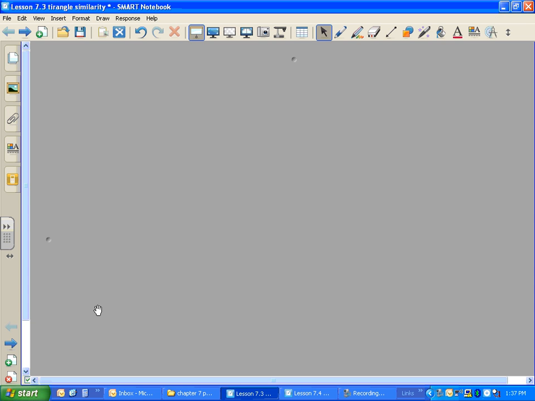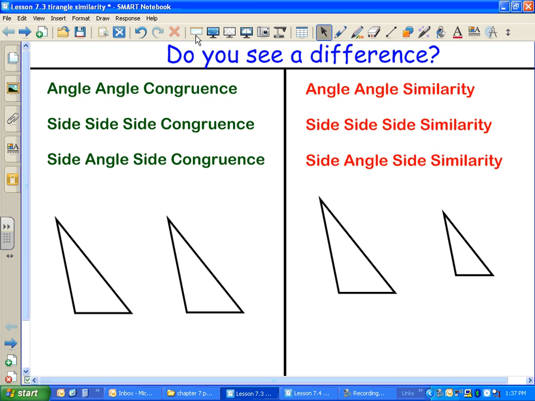Okay, so we're going to go ahead and start. This is triangle similarity 7.3. Now I want you to start off by taking a look at this right here. Basically it says, do you see a difference? So the stuff on the left, we've done that already. Remember all the angle, side, SAS. What's another one that we missed? I know hypotenuse leg, HL was another one.